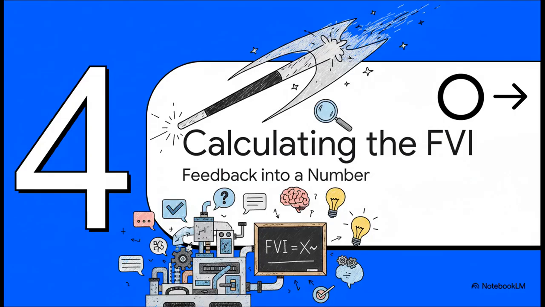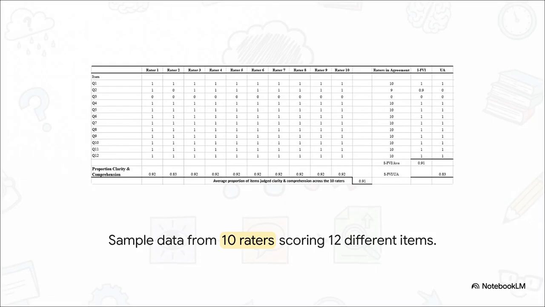And now for the really cool part. How do we take all of that qualitative feedback and turn it into a single, powerful number? This is where we get to calculate the Face Validity Index, the FVI. Take a look at this table. This is our sample data. We've got 10 raters and their scores for 12 different questions. Now, the first thing we have to do is recode these scores. It's simple. If a rating is a 3 or a 4, meaning clear or very clear, it becomes a 1. Anything else, a 1 or a 2, becomes a 0.